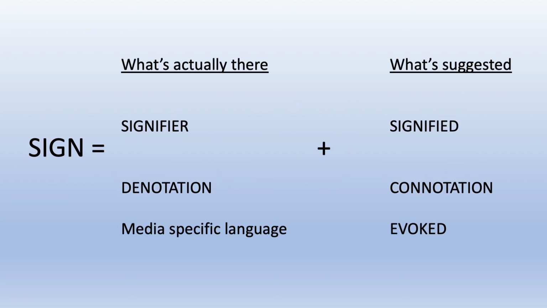So to reiterate, a sign is both what is actually there, the signifier, the denotation or the denoted, and the media-specific language used to describe that. Also, it's what's suggested, the signified, the connotation or the connoted, and what is evoked. Also, when you describe what is suggested, you should say why the producers have wanted to suggest that to you, why the producers want you to respond in that way.